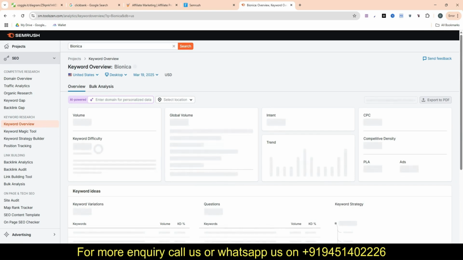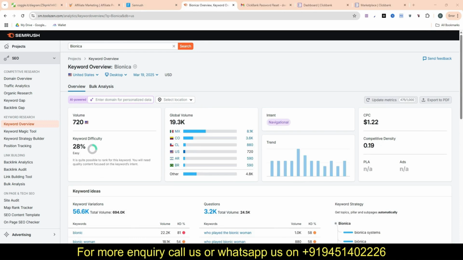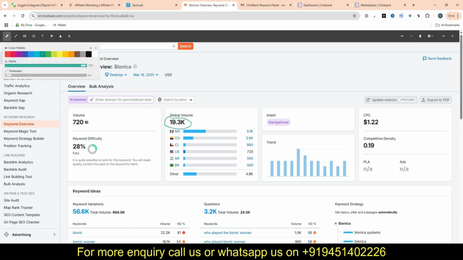So for a second, we see here that the volume it is showing is 90.3K, okay? This is showing global volume with the maximum volume coming from Mexico. And here it shows a volume of 720, meaning the volume is very low, right? So I will focus on working on this product. Most students don't want to work on low volume products. So let's do one thing.